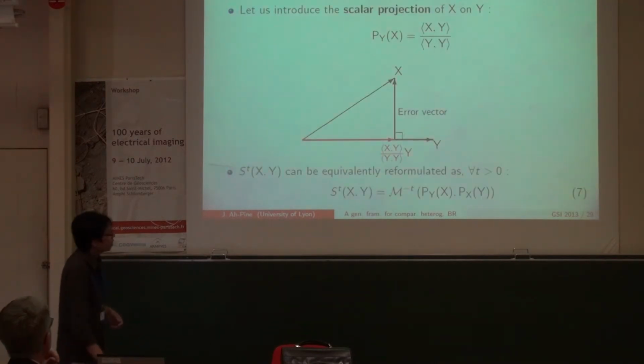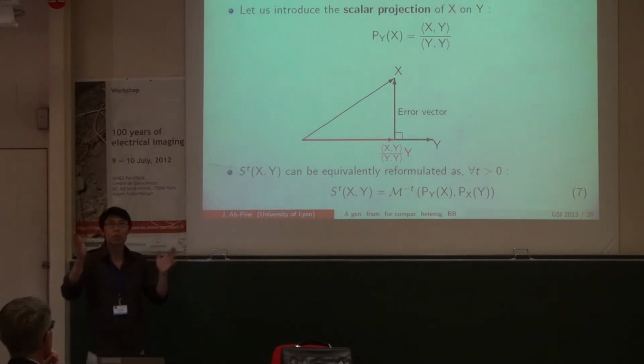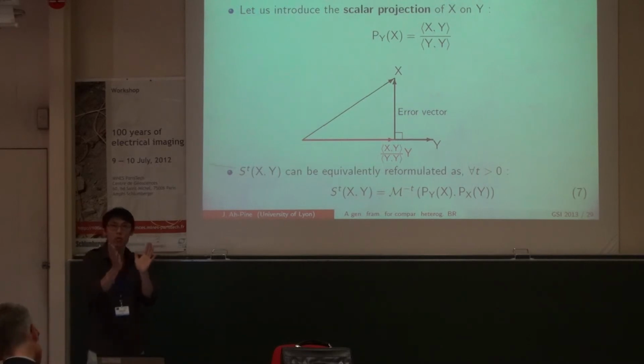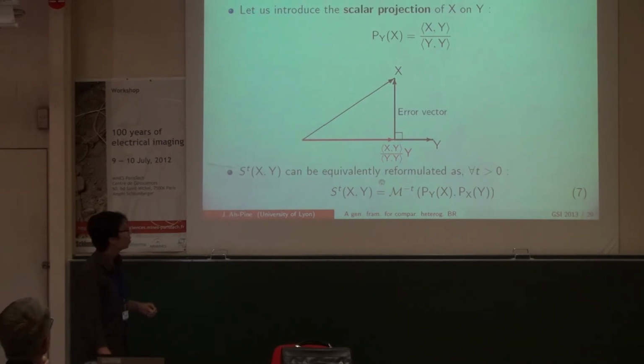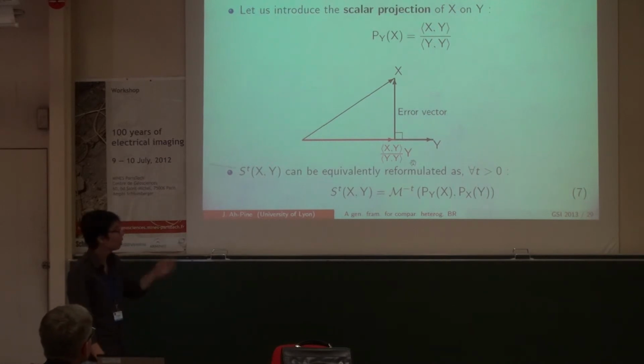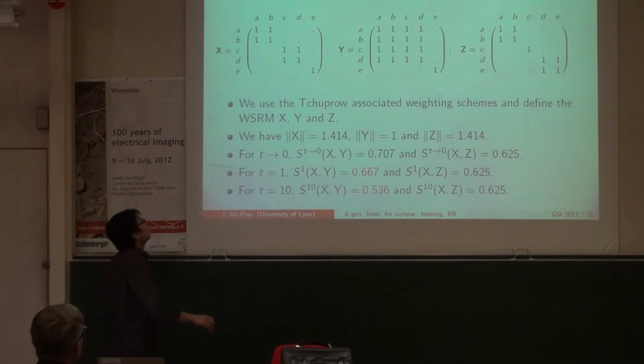Another interesting feature of this similarity measure is that it can be expressed in terms of the scalar projections. We have two vectors. We can project one vector onto the other one, and the scalar projection is a kind of similarity measure between those two, but we can also take the projection of the other one onto the first one. So we have two scalar projections, and we can show that this ST measure is given by this formula. Again, we can use the generalized power mean here.